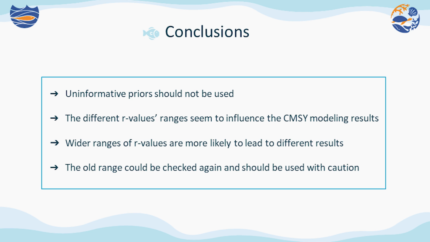So, summing up this presentation, one of the main points is that the uninformative priors should not be used. They are basically, as their name says, they give no information to the model and they give the less accurate estimations. Also, we can conclude that the different R values ranges seem to indeed influence the CMSY estimations, and maybe we can say that wider ranges of R values are more likely to lead to different results. So, the old range of R values could potentially be checked again and should be used with caution, especially in data poor situations and stocks.